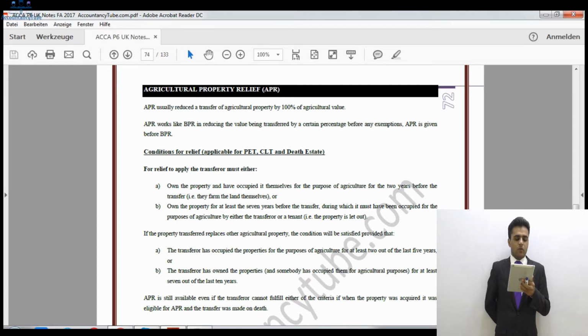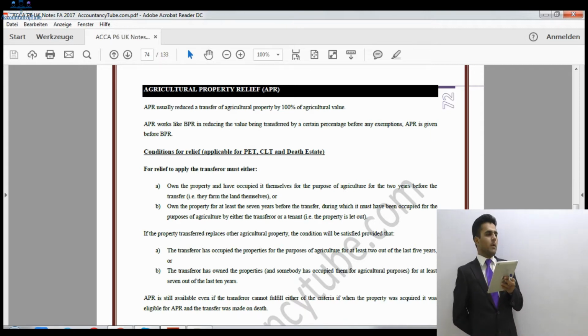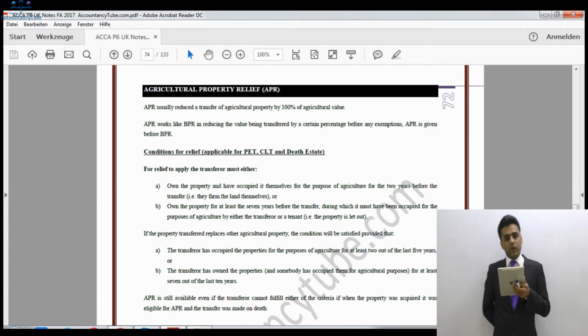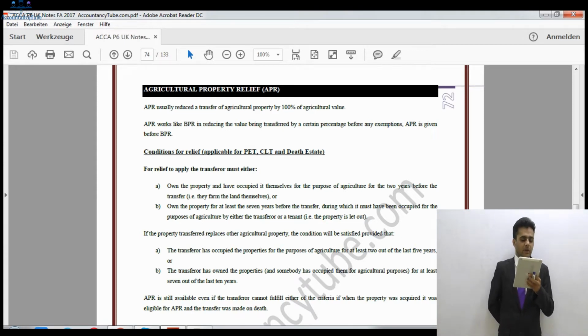So for relief to apply, the transferor must have owned the property and occupied it themselves for the purpose of agriculture for 2 years before the transfer. So the individual must have owned the property and used that property for agricultural purposes 2 years before the transfer. That is one condition. If he does not use it for agricultural purposes, he just owns it, then there is a separate criteria.